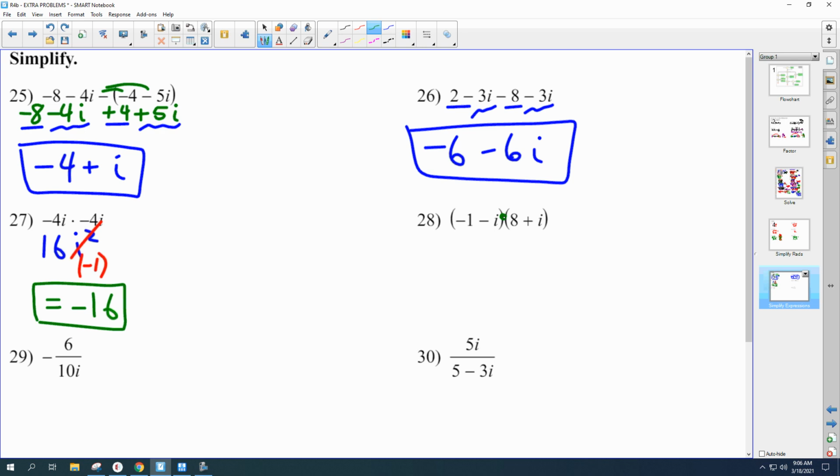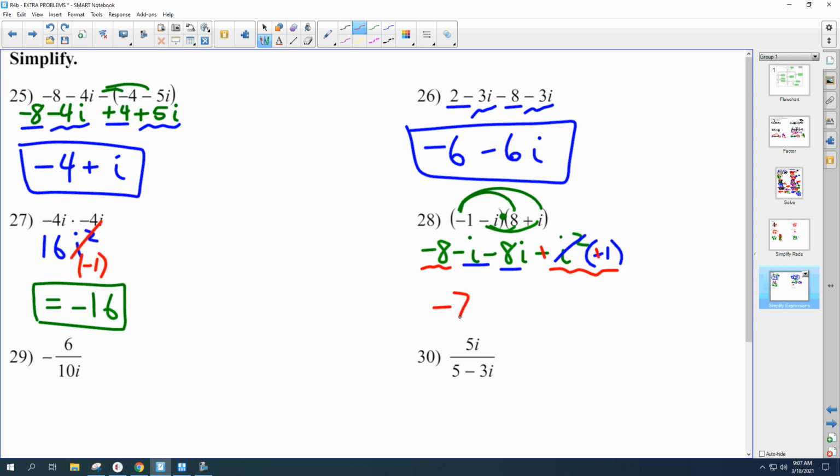You're multiplying a binomial times a binomial, you distribute the negative 1. And then you distribute the negative i. We have like terms here, but we also have an i squared. Remember, i squared is negative 1. So I would see negative 8 plus 1 is negative 7. Negative i minus 8i is negative 9i.